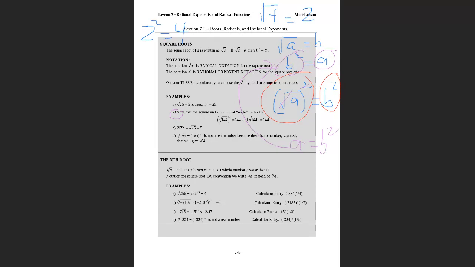So they pretty much undo each other and you get a number. All right? Okay. Now let's go to the nth root. Let's go to the nth root.